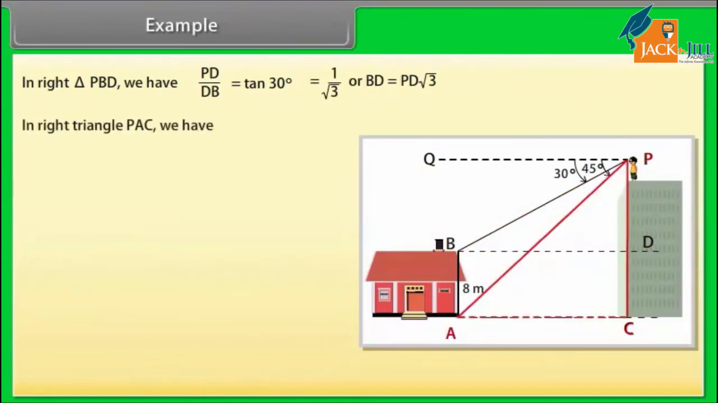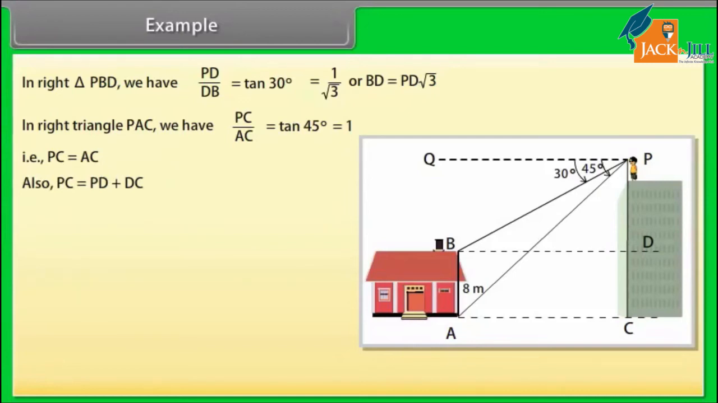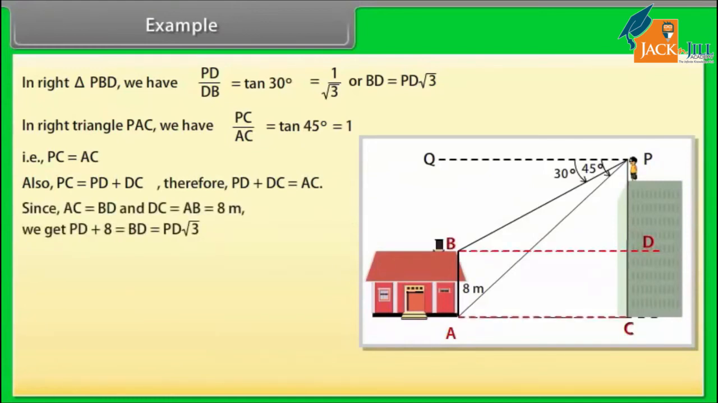In right triangle PAC, we have PC upon AC equals tan 45 degree, which is equal to 1. That is, PC is equal to AC. Also, PC equals PD plus DC. Therefore, PD plus DC is equal to AC. Since AC is equal to BD and DC is equal to AB, which equals 8 meter, we get PD plus 8, which is equal to BD, which equals PD square root 3.